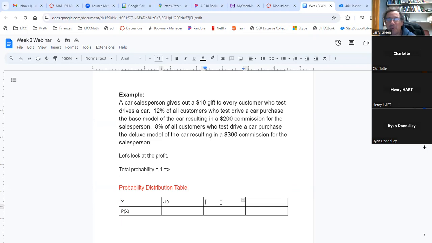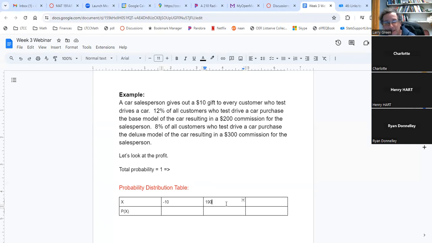What would X be? What would your profit be for the middle piece? Any thoughts? Not a trick question or anything, but there's a little bit of work to do, nothing too hard. Yeah, so that means that the person test drives a car, says, I really want the base model. They buy the car, you get a $200 commission, but you had to give the customer $10. So your profit is $10 less than 200 in this case. That'll be 190. Any questions on that?